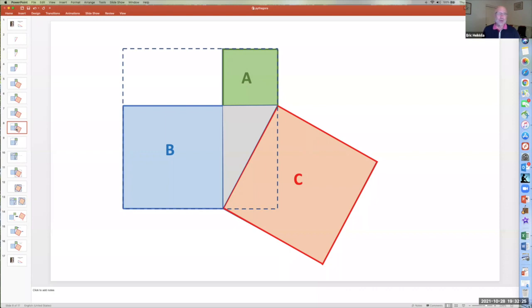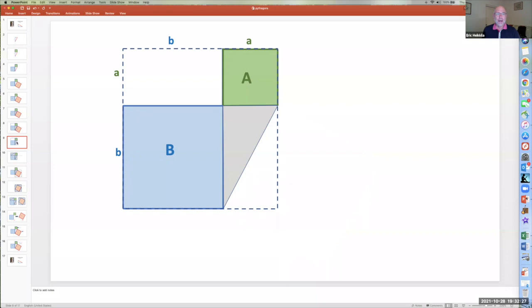So here's the first square. And as you can see, the length of each of the four sides of this square is A plus B. Furthermore, we can see that the area of this square is A squared plus B squared plus the area of four of those triangles. So I indicate that as 4t here. All right, that's one square.